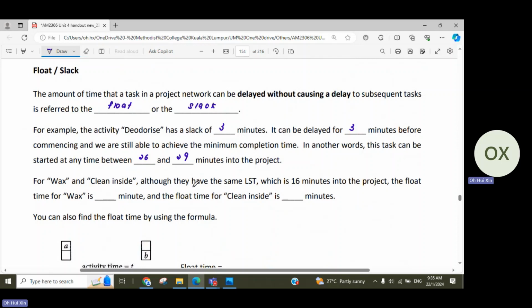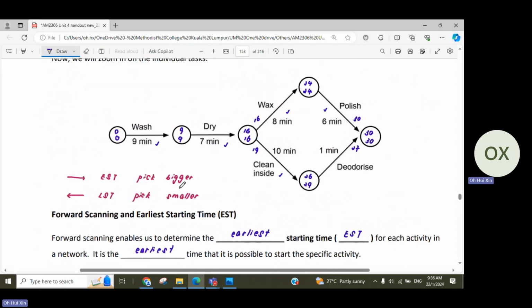Now this is float time, and slack time is something that is useful when we are looking at the node itself. For example, for the waxing and also cleaning inside, just by looking at the node itself, it looks like their EST and LST are the same, as if you can't delay them. But you understand that the 16 here is actually because of waxing, not because of cleaning inside, because when we are talking about LST for cleaning inside, it's still 19.